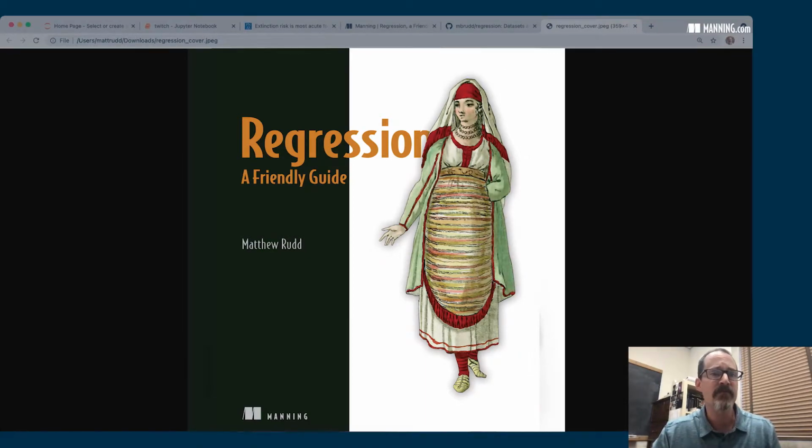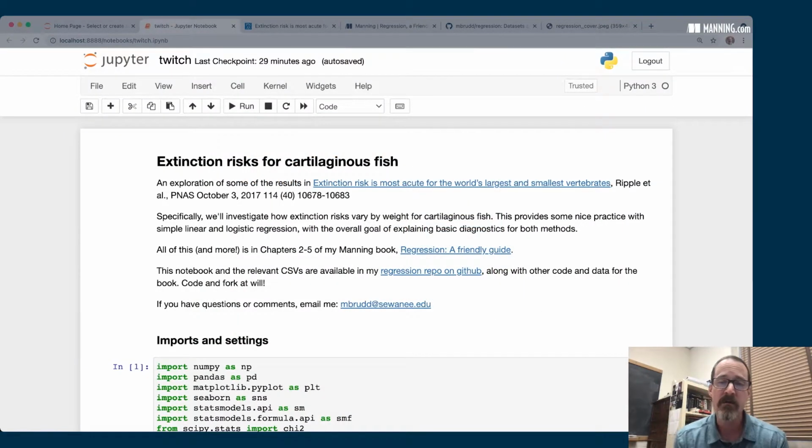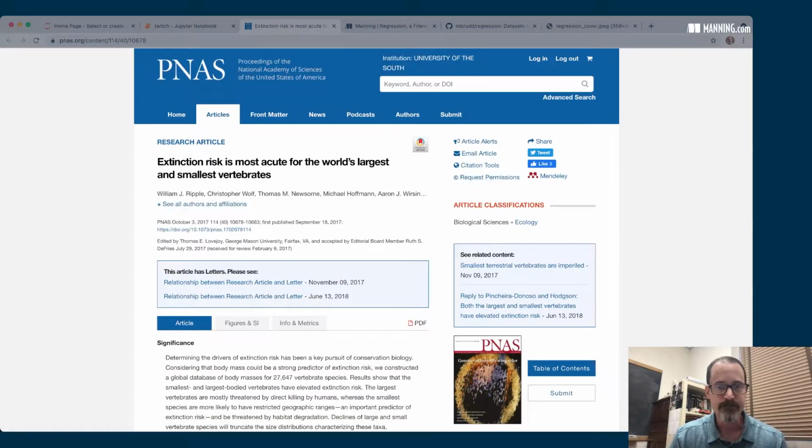And what I'm going to do is go through a Jupyter notebook. We're going to go through an example, a case study that's based on a paper from the Proceedings of the National Academy of Sciences. And that paper is right here. The paper is about extinction risks and how they depend on the size of different animals, all vertebrates. Okay, so here's an article from 4 years ago on extinction risks from this well-known, top-notch journal. And we're going to reproduce some of their results.